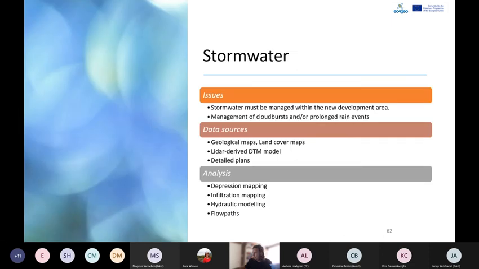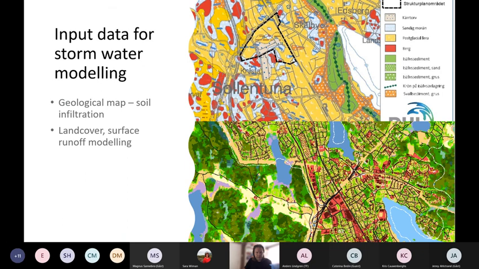So we will go on to stormwater, and the issues here, like I said, stormwater, we want to manage that within the new development area. Also management of cloud bursts and prolonged rain events. And the data sources in this case are land cover maps, geological maps, Lidar-derived terrain models, detailed plans, of course. And the analysis that has been done is depression mapping, infiltration mapping, hydraulic modeling, and modeling of flow paths in the different scenarios.